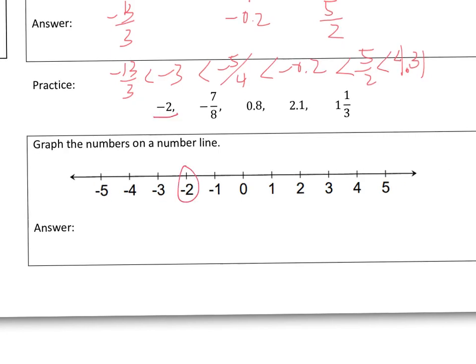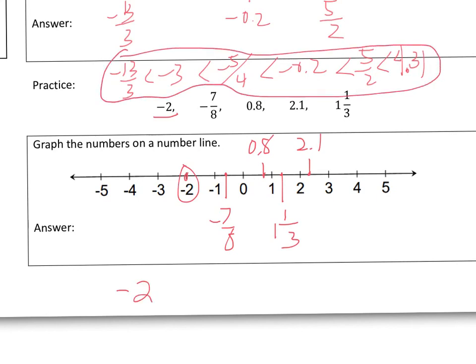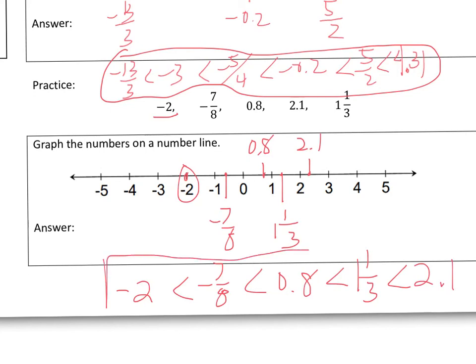Negative 2 is right here. Negative 7 over 8 is about right here. Okay, 0.8 is about over here. 2.1 and 1 1/3. And we're ready to write our answer. Oh, I should have circled this. This is our answer. And then this one would be, oops, okay, 0.8, 2.1. And that's it.